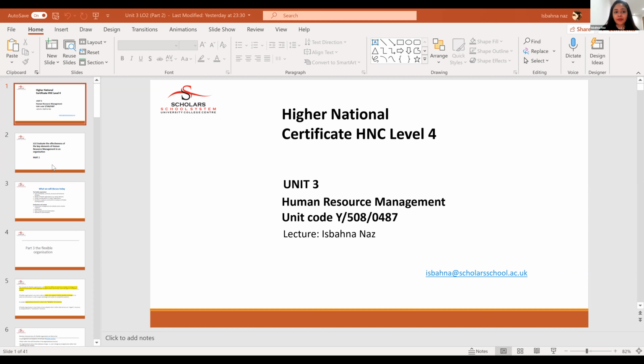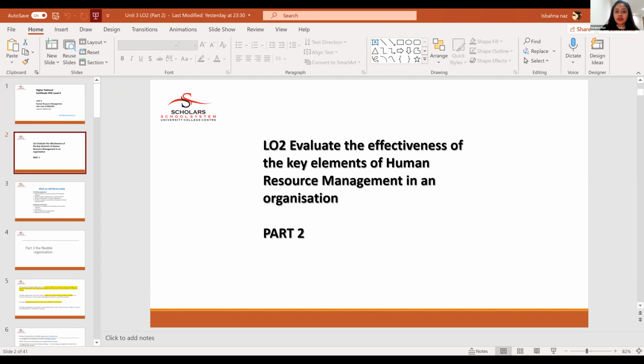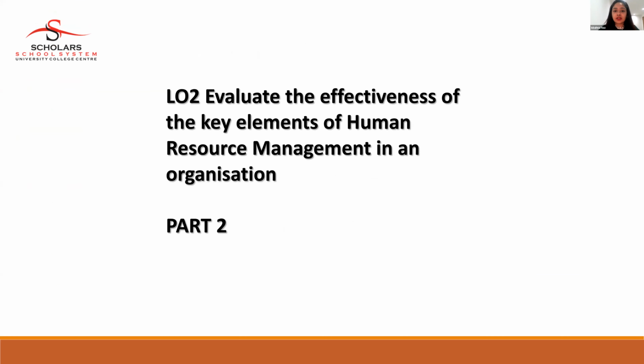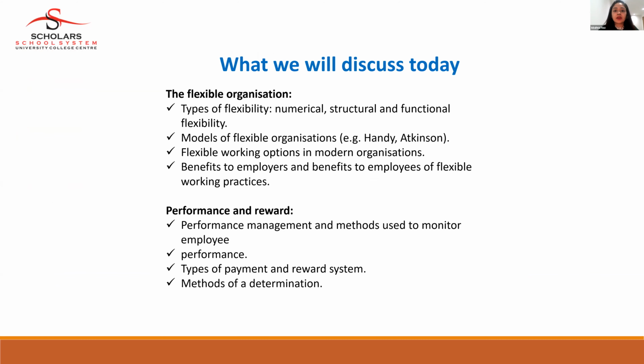In our last lesson, we were discussing Learning Outcome 2 on evaluating the effectiveness of the key elements of human resource management in an organization. So this is the second part of Learning Outcome 2.